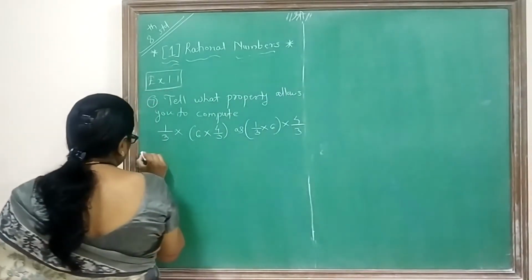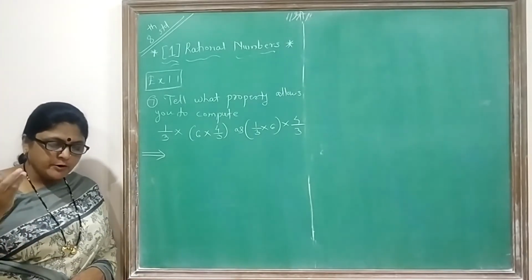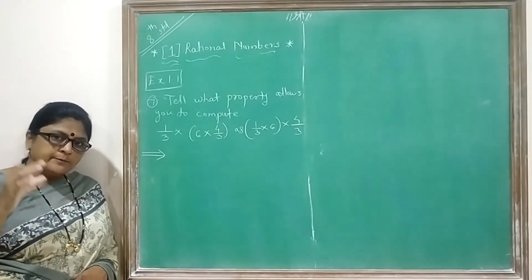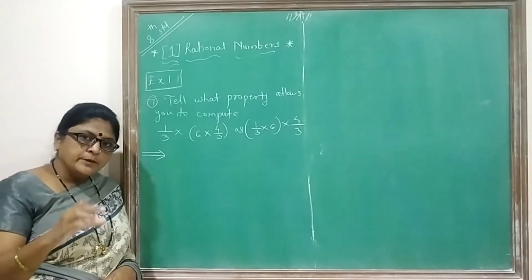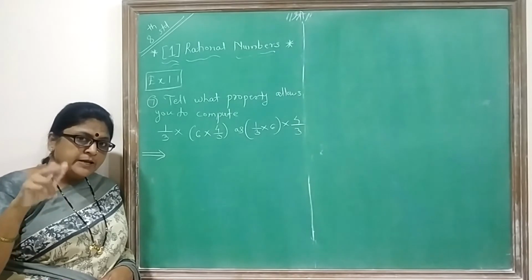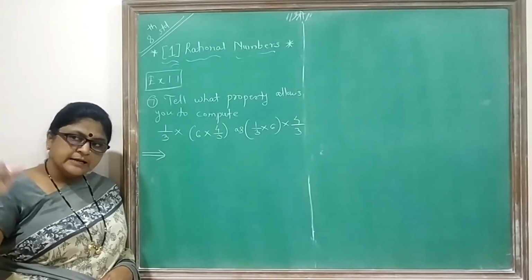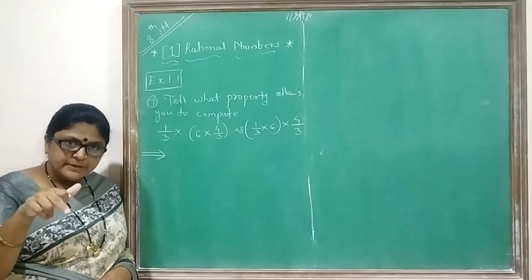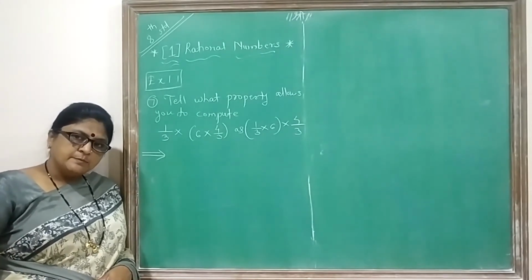Then we know the commutative property for multiplication, that is A into B equal to B into A. Commutative property for addition, that is A plus B equal to B plus A. Associative property for multiplication: A into (B into C) equal to (A into B) into C. And the associative property for addition is A plus (B plus C) equal to (A plus B) plus C.